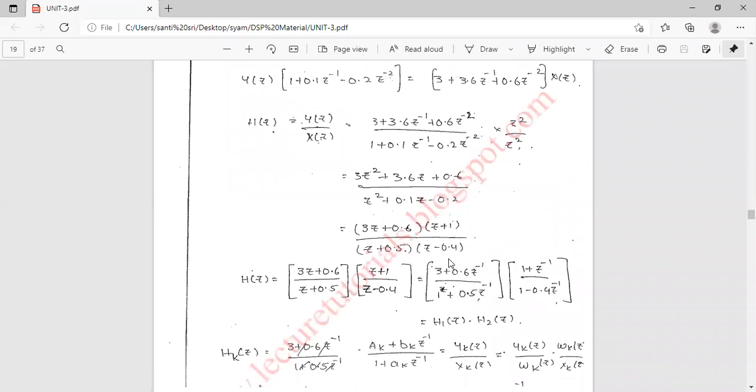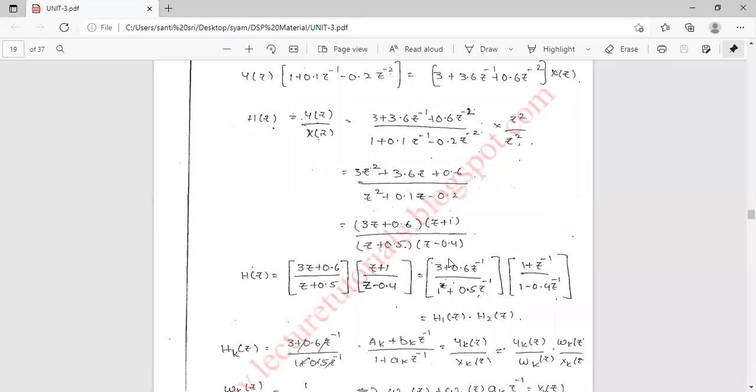Or we can write this as divide this by z so that it will become 3 plus 0.6 into z inverse by 1 plus 0.5 into z inverse. Similarly, 1 plus z power minus 1 by 1 minus 0.4 into z power minus 1.